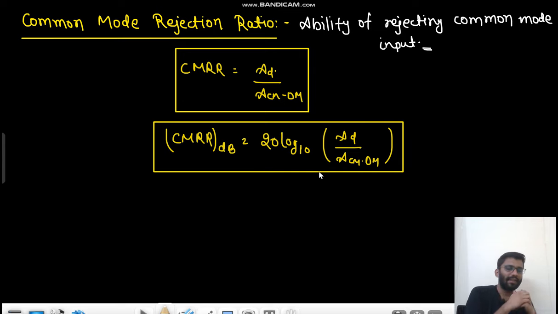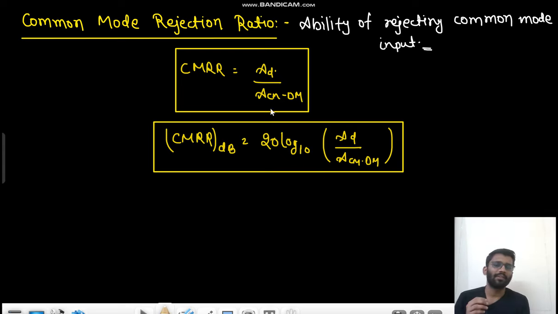So what is the formula? Many people write it as AD by AC, differential gain upon common mode gain. But the real formula is differential gain upon common mode differential gain. Note, differential gain upon common mode differential gain. Many people write it as differential gain upon common mode gain, but that's not correct. That is the correct formula of CMRR.